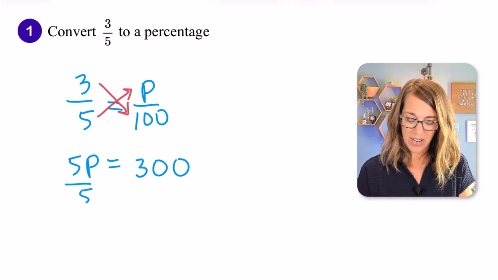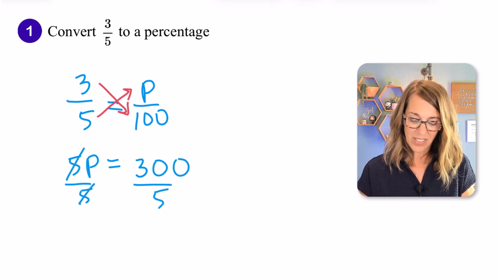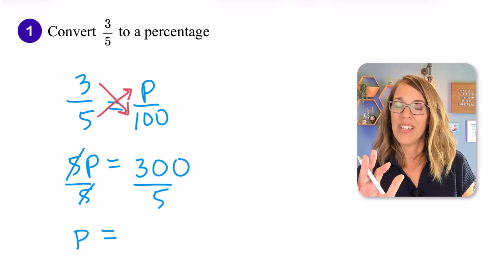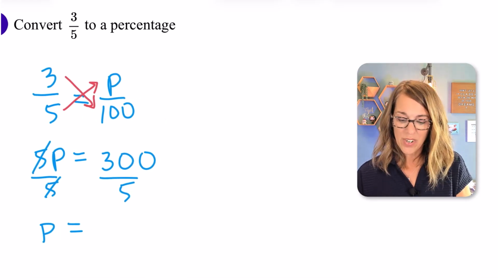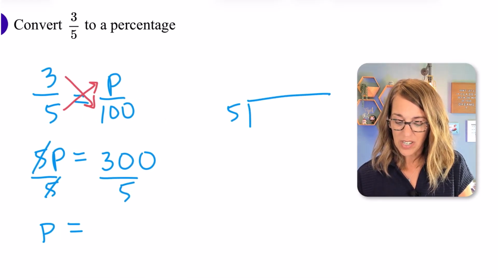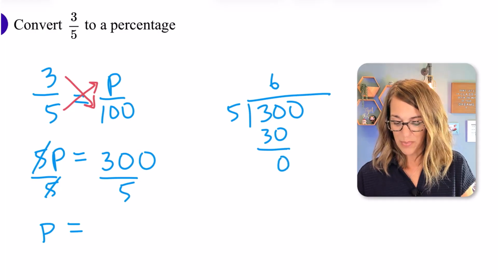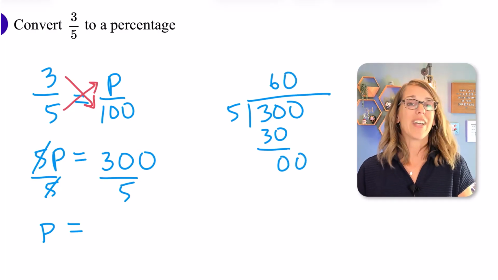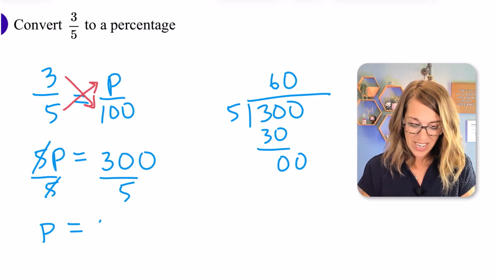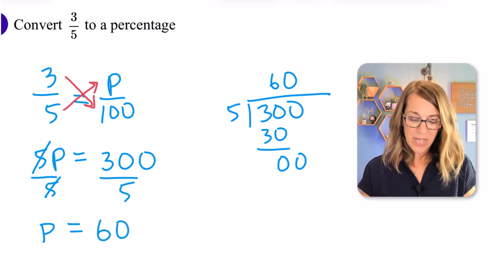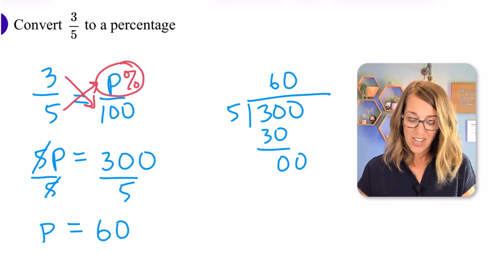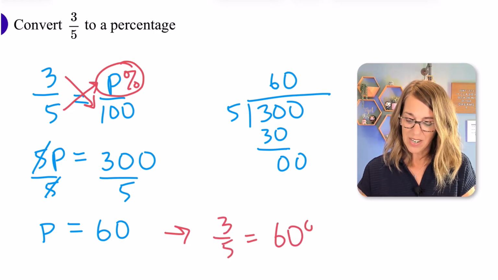So just a little bit of algebra here, dividing both sides by 5. The 5 cancels here, and I get P is equal to, now if you don't have a calculator that you can use, you can always do a little long division here. So 5 goes into 30 6 times. 6 times 5 is equal to 30. Subtract, 0, bring down the 0. 5 goes into 0 0 times there, and we get 60. So P is equal to 60, and this P right here represents our percentage. So our answer is 3/5 is equal to 60%.